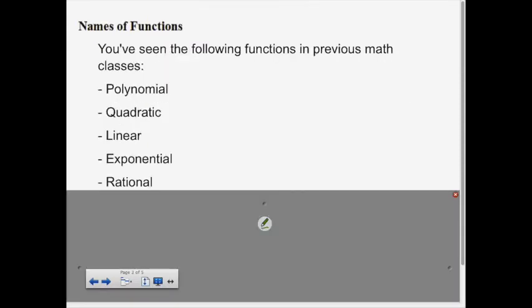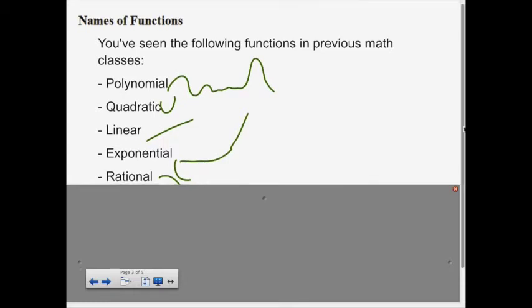So, names of functions, the stuff that you may have looked at and gone, this is a lot. You've seen a ton of polynomial stuff before. Polynomials will have graphs that look like roller coasters. Quadratics have U-shaped graphs. Linear is just a straight line. You've seen those most. Exponential starts off and then sweeps up like that. Rational, maybe you haven't seen too much, but we will go more into them. Rational graphs kind of dive off like that. They have somewhat strange looking graphs.